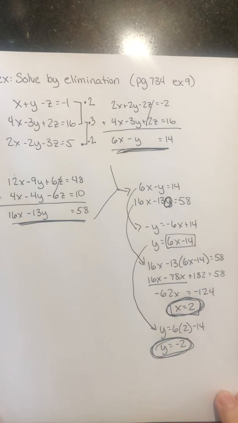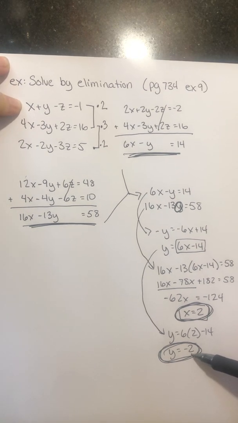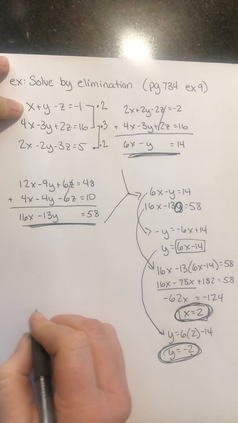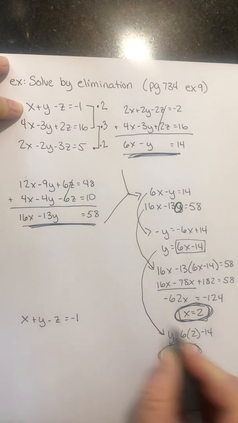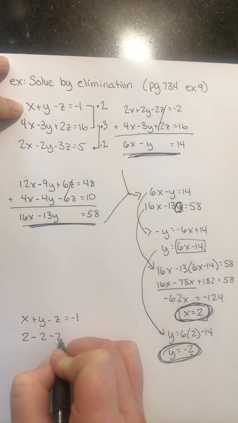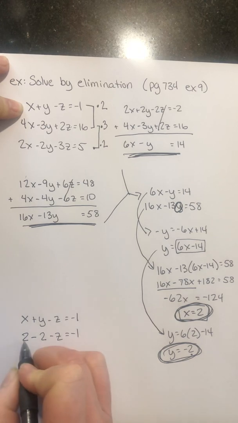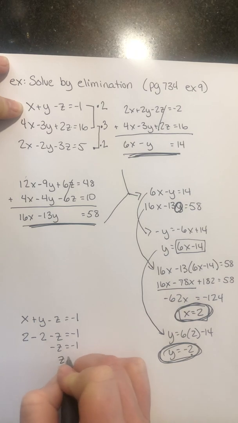And now I just need to find z. So now I'm going to take this x and this y that I've solved for and go back to my original system. I'm going to use this top equation here because it looks the simplest to me. So that equation is x plus y minus z equals negative 1. Now I know x is 2. I know y is negative 2. 2 minus 2 is 0. So negative z equals negative 1. And z equals 1.